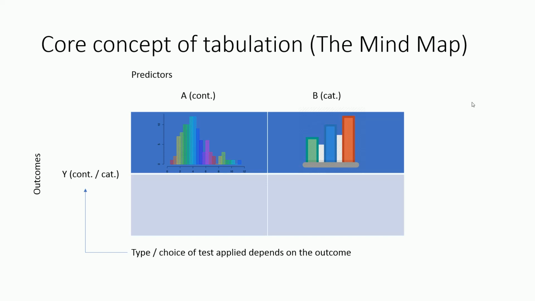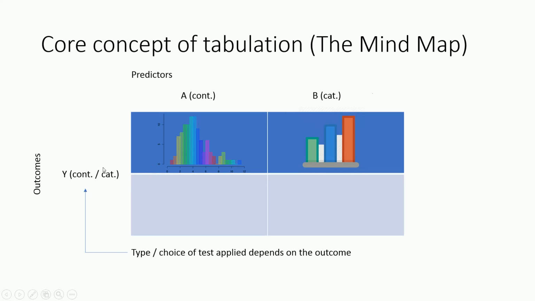So first, let's start with this core concept of tabulation. What is this? Now, whenever you have a bunch of data, for example, let's say you have got a variable A, you've got a variable B, and you've got a variable Y. So you've got three variables. Now, how to visualize that? Now, the best way is to make this 2x2 contingency table. So this is how you can visualize.